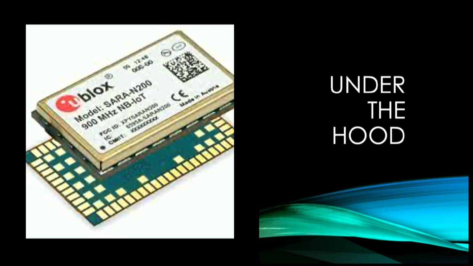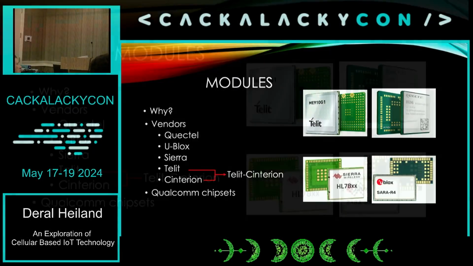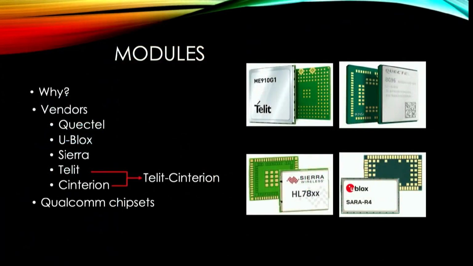So now we've covered all that. So let's dig into the dirt now. So let's look under the hood. So when you start thinking about modules we've seen in devices, these are the typical manufacturers, Quectel, u-blox, Sierra, whatever. Telit and Cinterion actually merged here last year. I like the Cinterion devices, and I'll tell you why I like them.